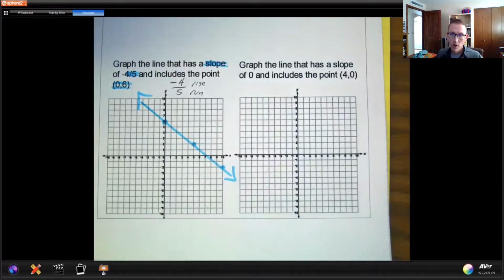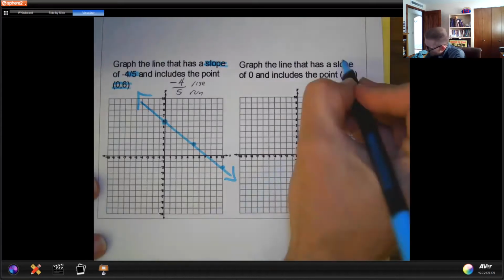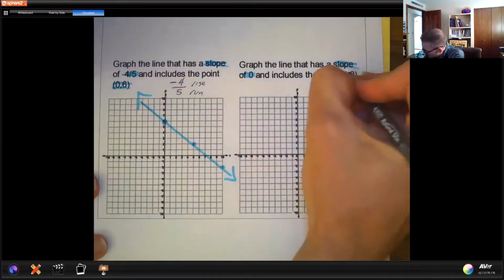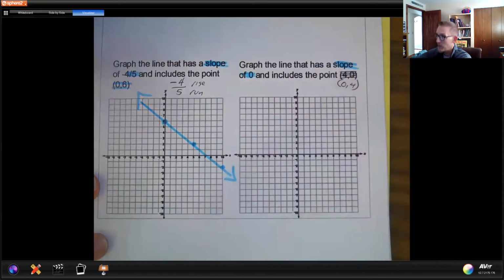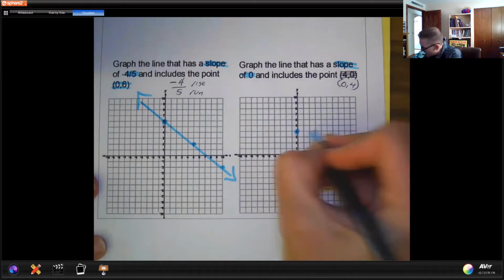So again, we plot our point. We use our slope for our rise and our run. The last example that we're going to do here is going to be a slope of 0. And I want to change this point here from 4, 0. Let's make that 0, 4. Let's flip-flop those two numbers. That'll help us out here. So I'm going to plot my point at 0, 4. So 0, 4 goes right there.